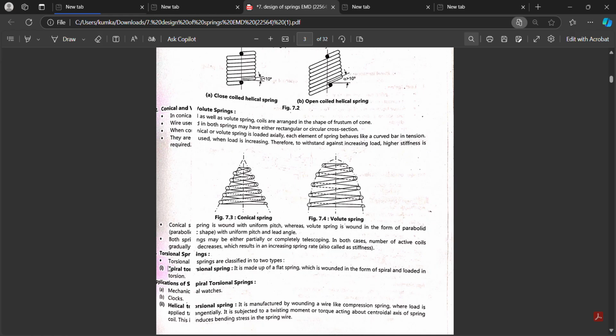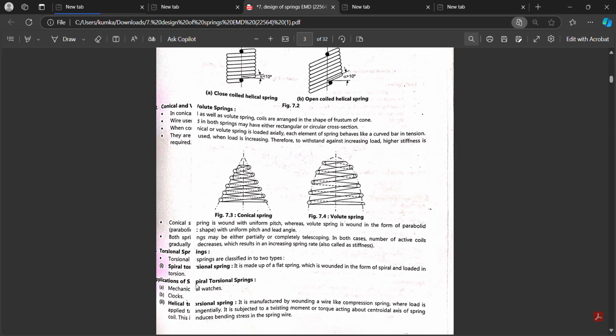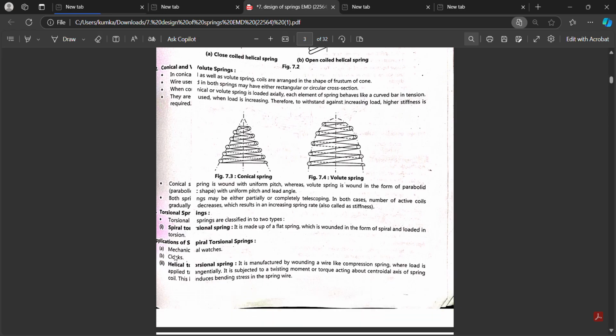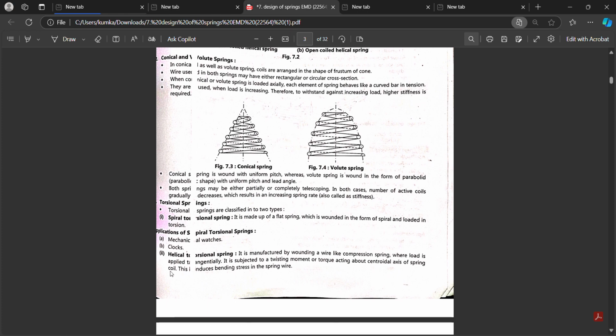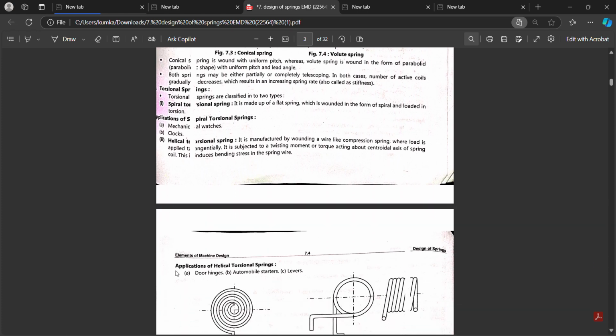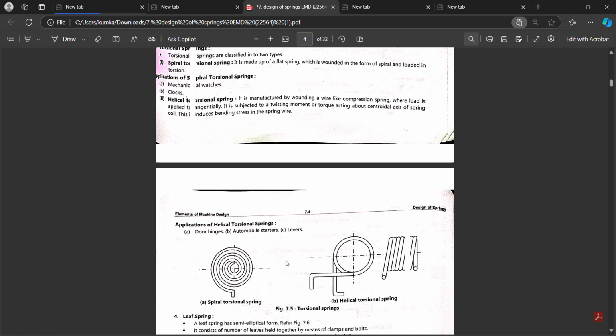Then is the torsional spring. Torsional springs are classified as spiral torsional spring. Spiral torsion spring is used in mechanical watches and clock. Helical torsion spring are used in door hinges and automobile starter and lever.